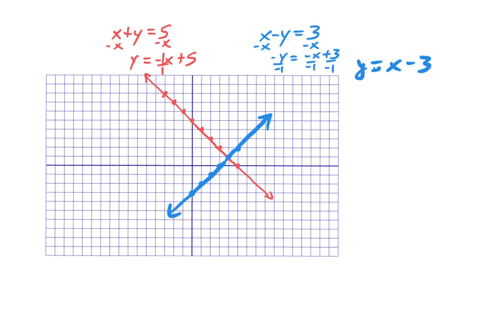Once we can see that the two lines are going to cross, then you don't need to really continue to make a bunch of points. In this case, we're going to go over 1, 2, 3, 4, and up 1 to get that point right there. So we would say that our ordered pair would be (4, 1).